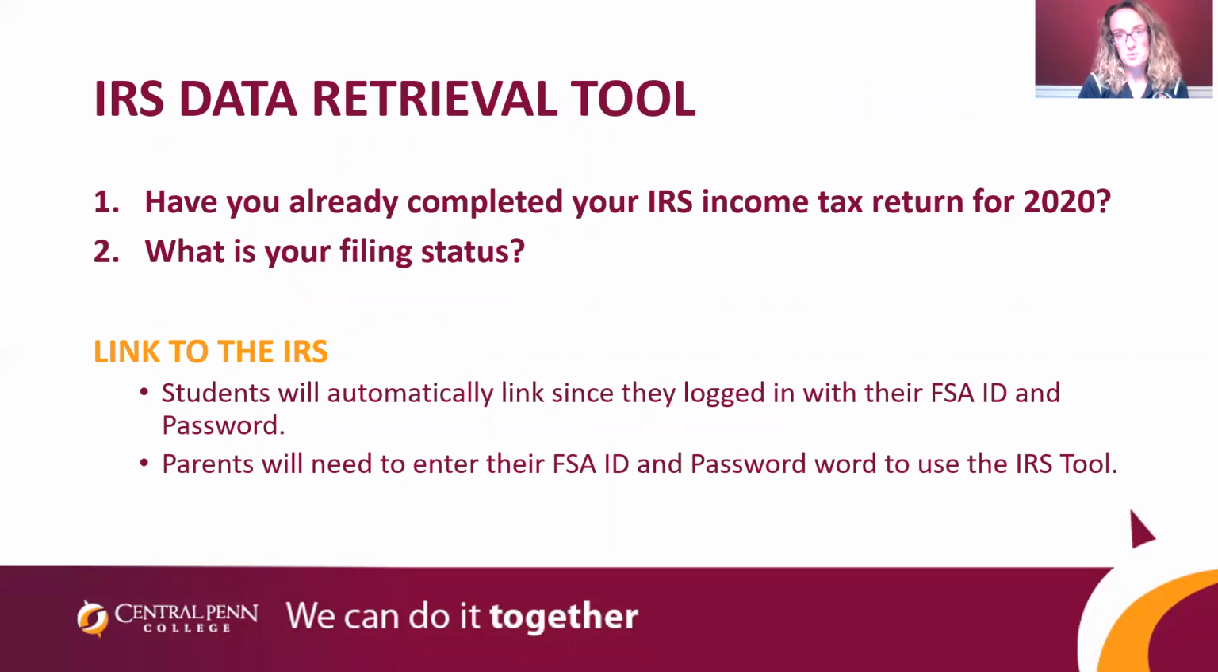Financial aid offices, we love this tool because this really cuts down on the amount of paperwork that you as families have to turn into us. So a couple things they're going to ask you. Have you already completed your IRS income tax return for 2020? What is your filing status? If you are single and you filed single or head of household, you will qualify for the IRS data retrieval tool. If you're married and you filed married joint, you will qualify for the IRS data retrieval tool. But if you are married and you filed married filing separately, you're not going to qualify to use the IRS data retrieval tool because you can't pull two different tax returns onto one FAFSA form. So you will need to manually enter the information.